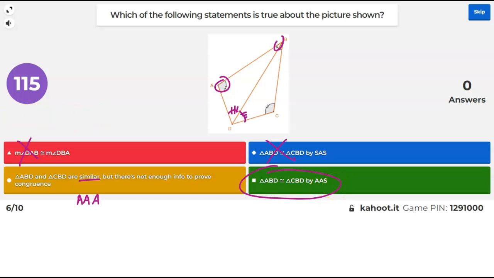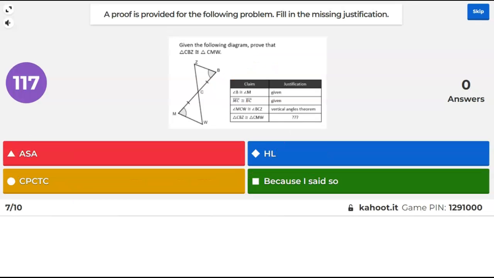So there is enough information with that side to prove it by AAS. A little bit tricky. Let's look at number 7. A proof is provided for the following problem. Fill in the missing justification. Given the following diagram, prove that triangle CBZ, this one, is congruent to triangle CMW. So this triangle up here is congruent to this triangle down here.